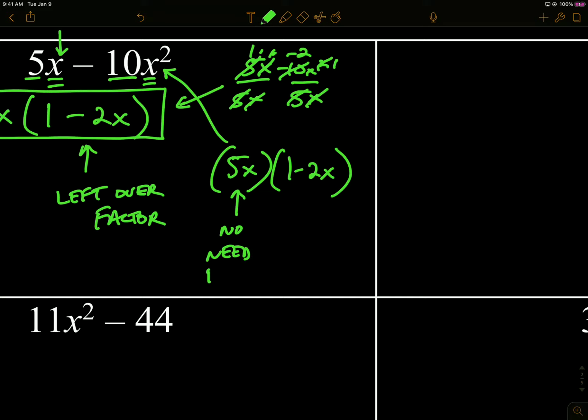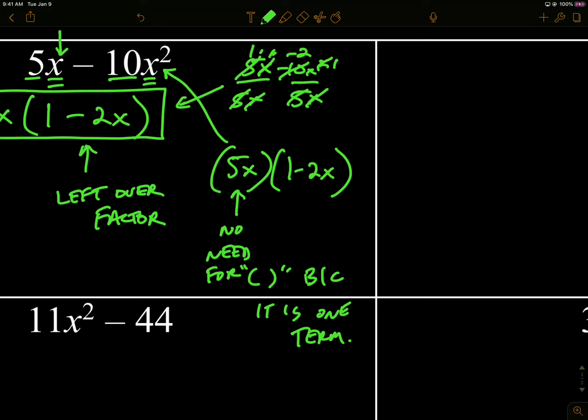Because, let me just write it down. No need for parentheses, because it is one term. It's a monomial, only one term. If there's more than one term, we need parentheses, okay? When we're multiplying things together.